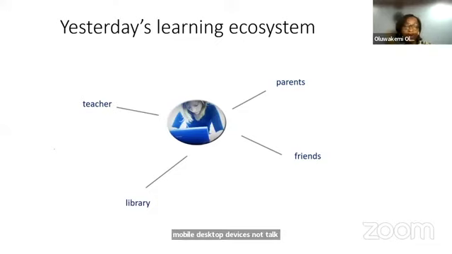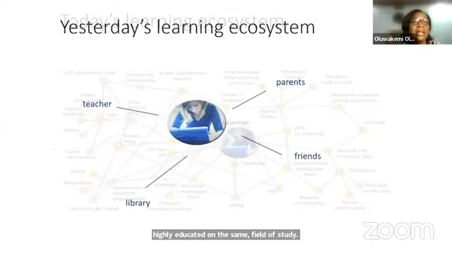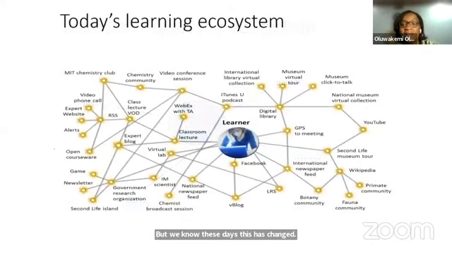You know, this generation, they grew up into the phones and just believe that it has always been there. But this was it. Mobile phones became more prominent in Nigeria in the year 2000 plus. So in yesterday's learning ecosystem, the information you got as a student was basically from your teacher. You added on to that knowledge by going to the library, or maybe something a friend found somewhere, or if you were lucky enough to have your parents highly educated and in the same field of study. But we know these days this has changed. The learning ecosystem has advanced.